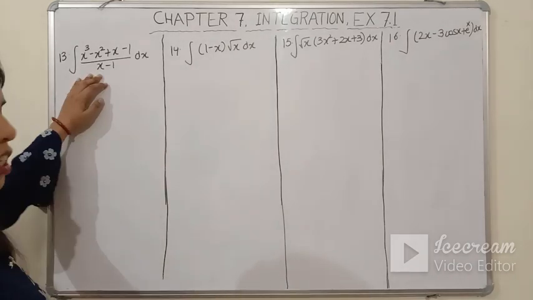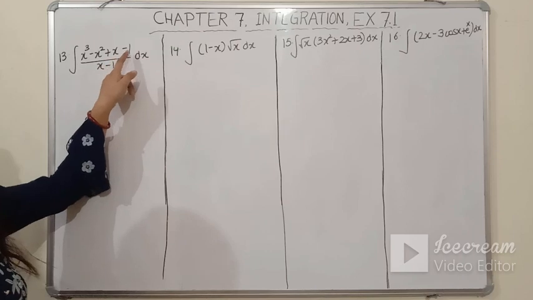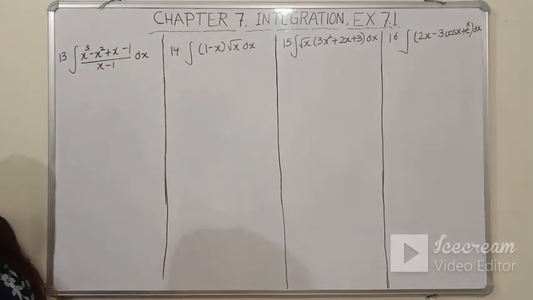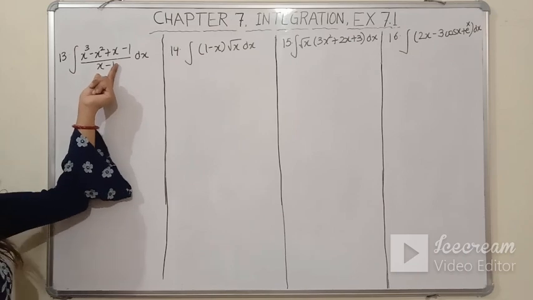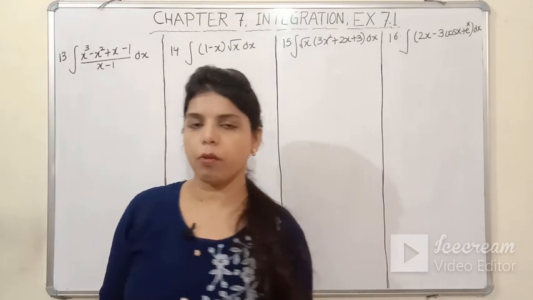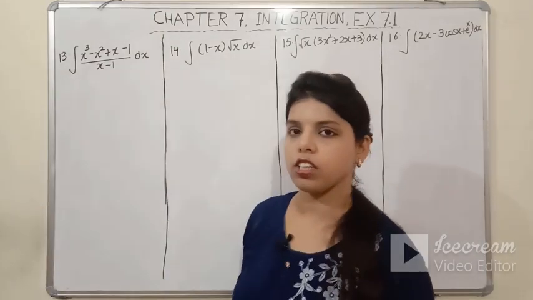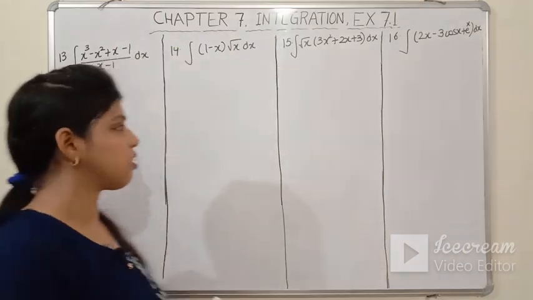So the next question is question number 13, that is integration of x cube minus x square plus x minus 1 upon x minus 1. See here, there is a linear term in the denominator. So first of all, try to make the factors. If factors are not possible, then you have to apply the long division method. But here you can just see that we can make the factors very easily.